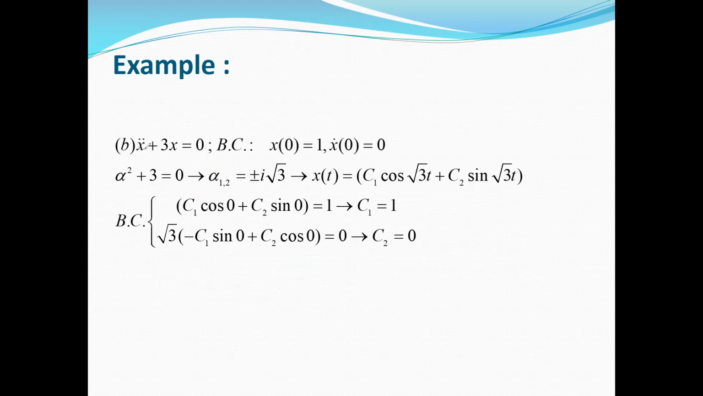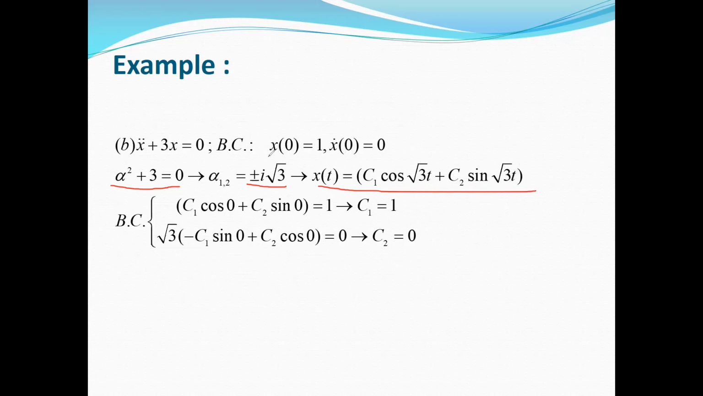So again, we need to form the characteristic equation, which is alpha squared plus 3. Here we have two roots, plus minus i times square root of 3. So x(t) is equal to this term. As you can see, there is no exponential term because there is no real part in your roots. So x(t) is equal to c1 cosine of the imaginary part, which is square root of 3, plus c2 sine square root of 3 times t.